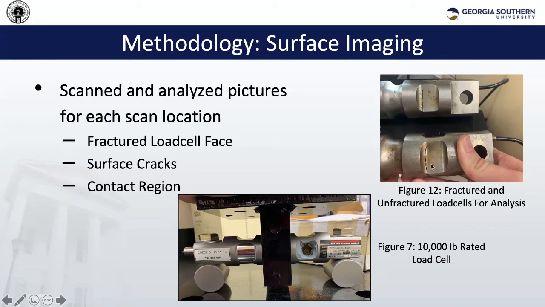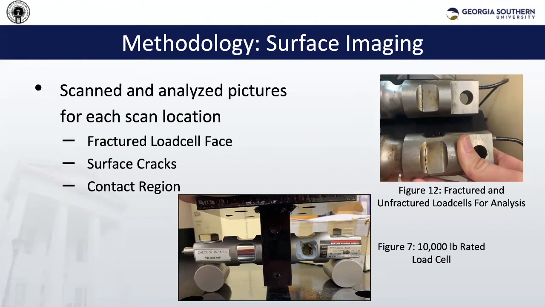The one on the bottom is fractured all the way through, and the one on the top has a small surface cracking on the bottom of it in the same locations that the fractured load cell saw its fracture, right about there. The unfractured load cell on the top also has a very small surface crack on the other side of it that is not shown on the figure. It roughly is about right there.